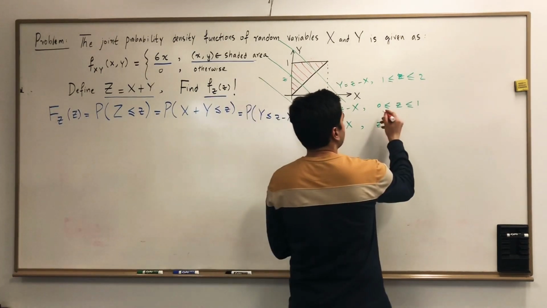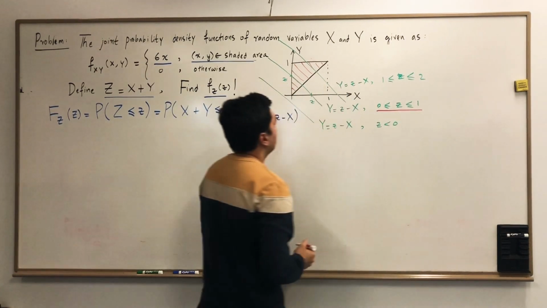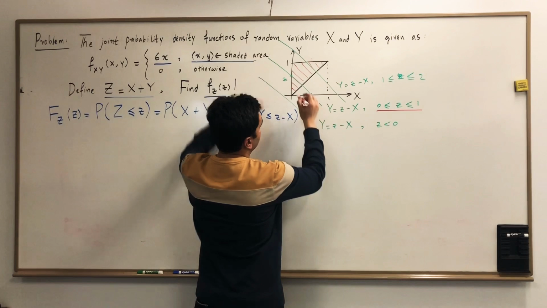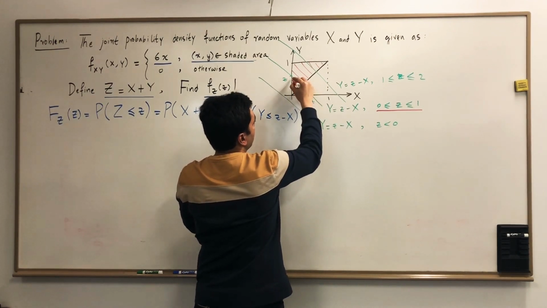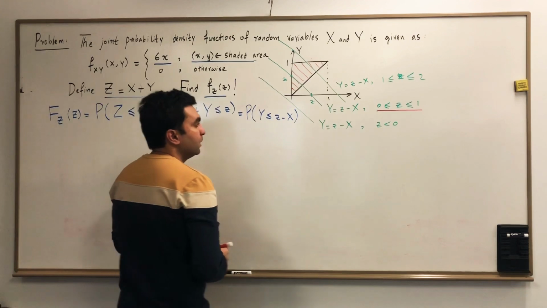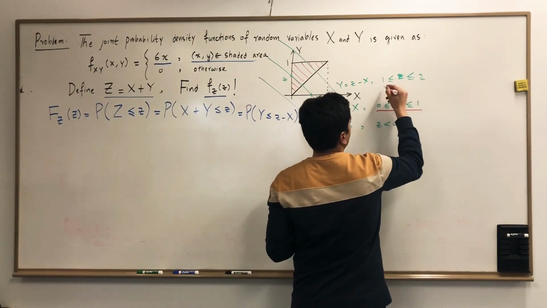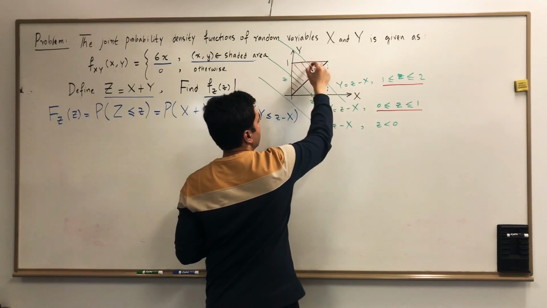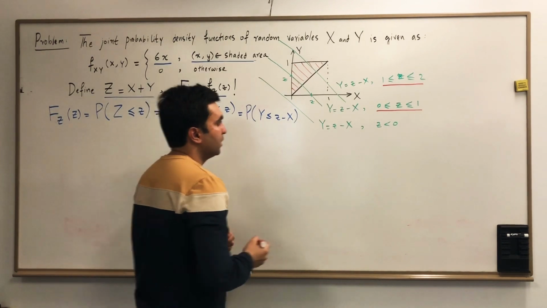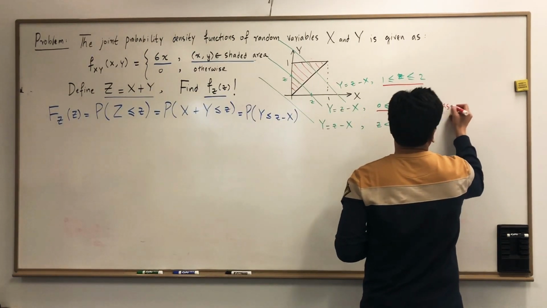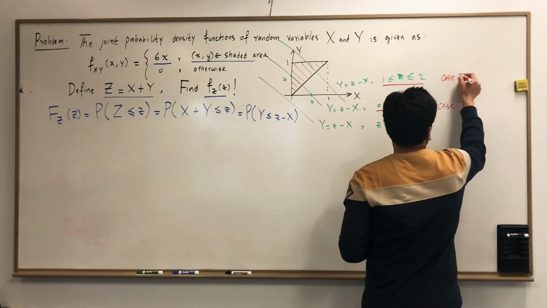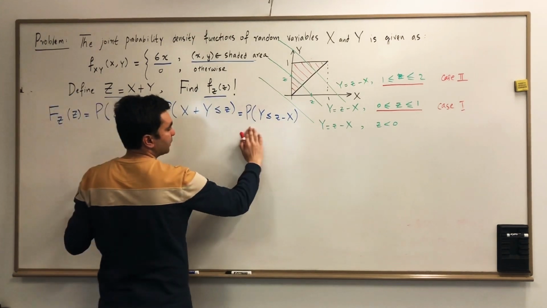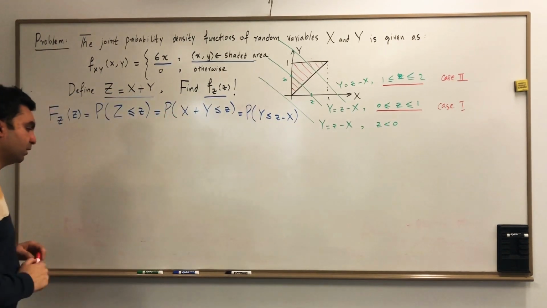If we look at this case, when z is between 0 and 1, the probability that y is less than z minus x means that we look below this line and we have some region where the density is defined. The other case is when z is between 1 and 2, and for that case we have another region where y is less than z minus x. So let's call these cases case 1 and case 2 and investigate them separately. That means for each case we will find this first, and then we take the derivative to find the density function.